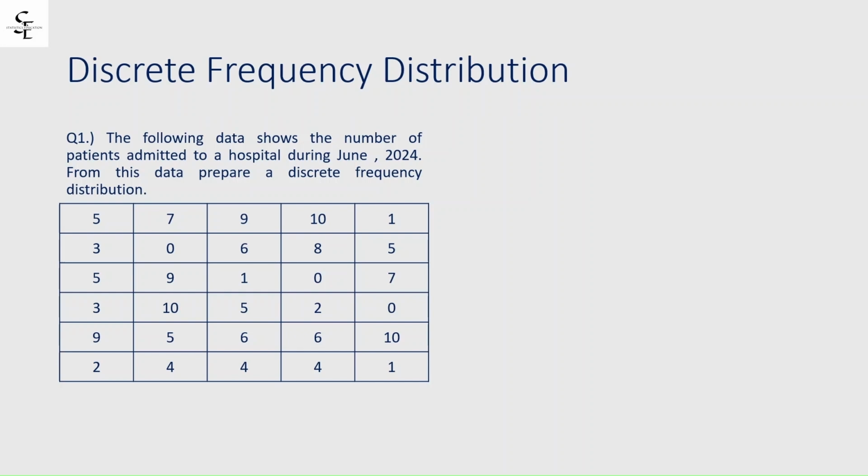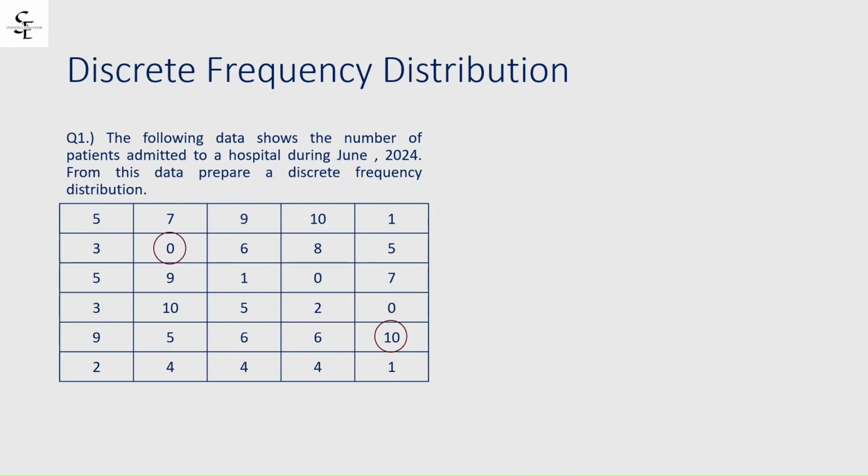Now first let's identify the smallest value and the largest value from these 30 observations. As we can see, the 0 is the smallest value in this data and the largest value is 10.